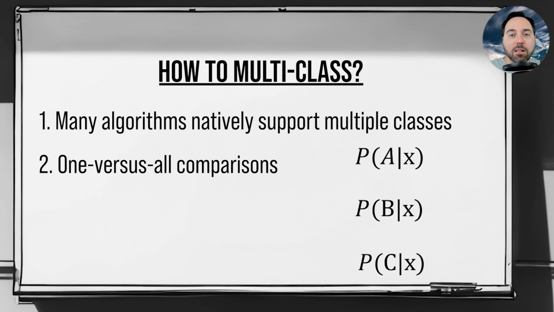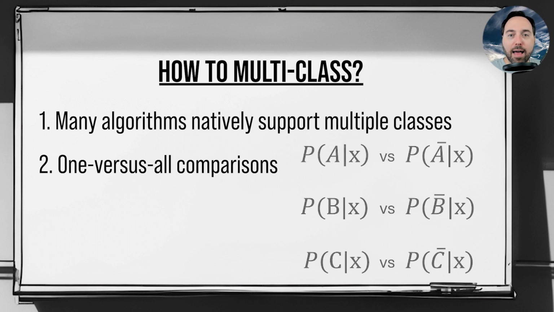So instead, let's rephrase this a different way. The probability of a given class versus the probability of all other classes without distinction. Now I have 3 separate comparisons. The probability of getting A versus the probability of getting something other than A. The probability of getting B versus the probability of getting something other than B. And the probability of getting C versus the probability of getting something other than C, given my input criteria of X.